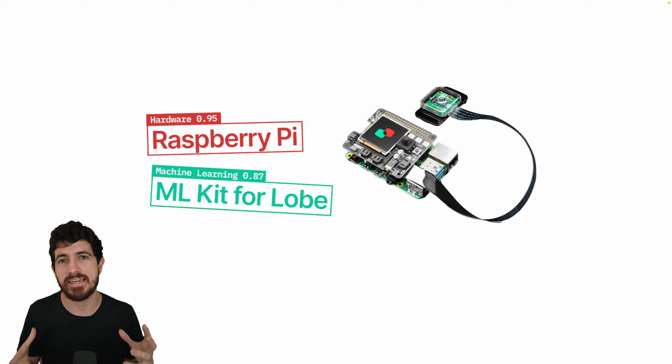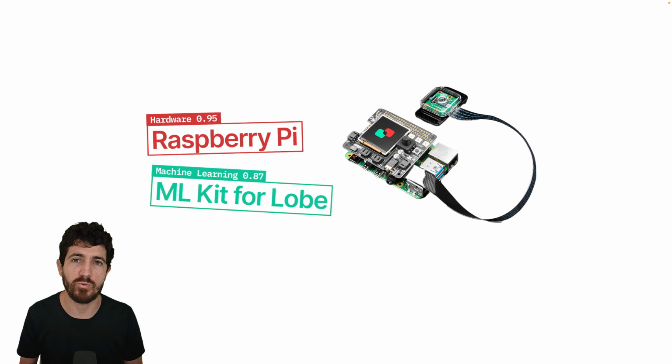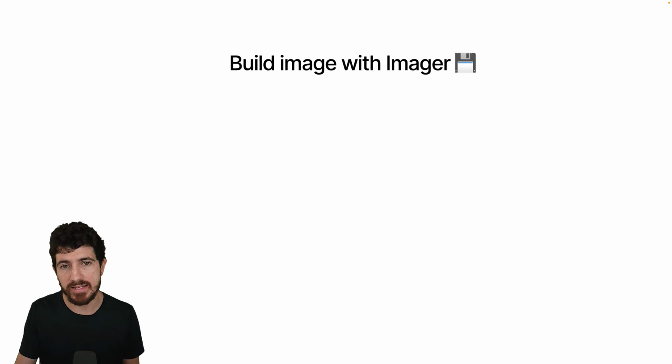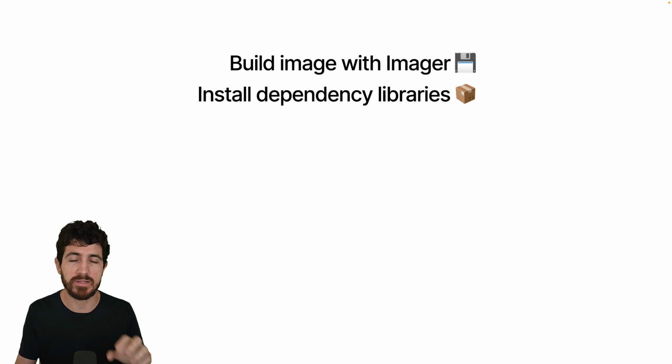Okay, so this is a quick recap on where we were with the Raspberry Pi and the ML Kit for Lobe. What I tried to do is build an image with Imager, right? With the Raspberry Pi Imager in an SD card that we could put on the device. We installed the dependency libraries. I was following the Adafruit tutorial, and everything works smoothly if I installed the Raspberry Pi OS, the legacy version that's called Debian Buster, not Debian Bullseye.